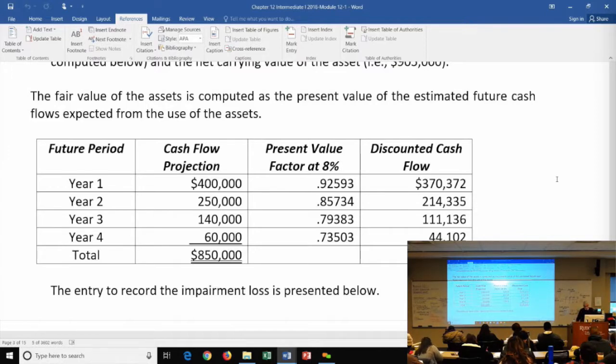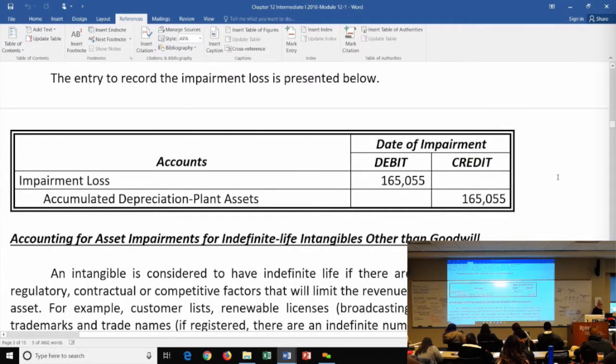Now, the way you record this, I debit the loss on the income statement, and I can credit the plant asset directly, or I can credit accumulated depreciation. If we look up at the T account, either way would work. So I'm going to credit accumulated depreciation in this case. So the new carrying value is going to be 739,945. So now you have the asset written down to fair value.